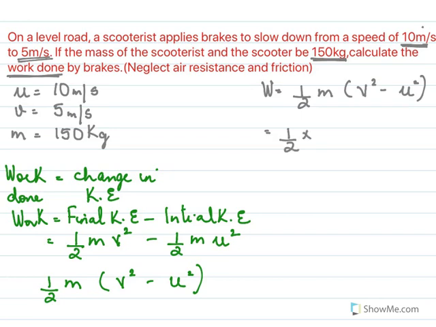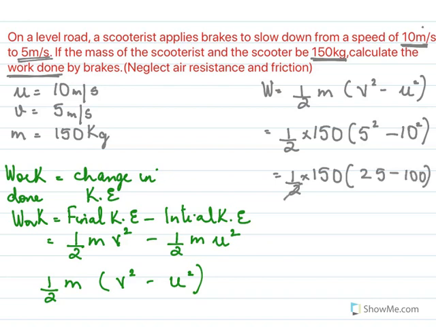So let's substitute. Half, the m is 150, v we saw was 5 square, u was 10 square. This body is slowing down. So this will be half of 150, 25 minus 100. I can cancel this. This is 75. So this will be 75 into minus 75. However, work done, it's got no negative sign. So you will do 75 into 75, and that is 5625 joule is the work done in slowing.